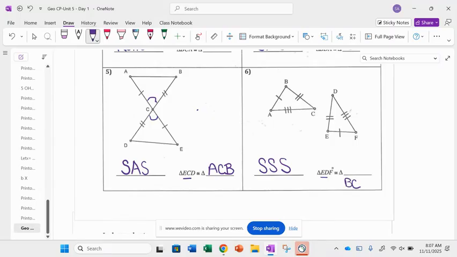So we have ED and then DF. Who matches with DF? AC. So we have EDF, and then we're going to say BCA. Let's make sure. So does CA match with DF? Yep. Does BA match with EF? Yes. Okay. So we're good. So it's BCA.